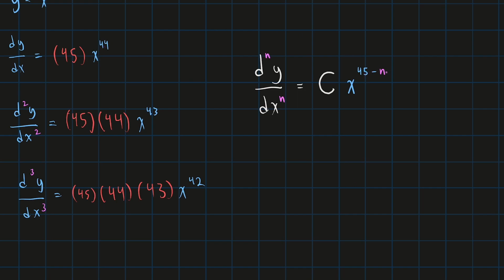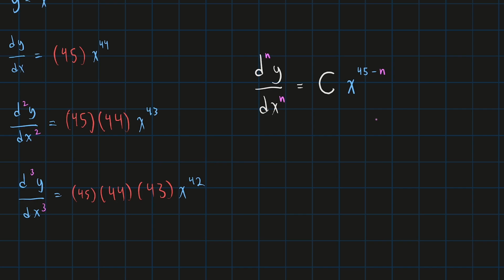45 minus 2 should be our exponent, and the exponent is indeed 43. For our third derivative, it should be 42, because our exponent should be 45 minus 3, and so on for the nth derivative. So that's pretty good. We've got a general rule for our nth derivative now. But now this is the key realization.